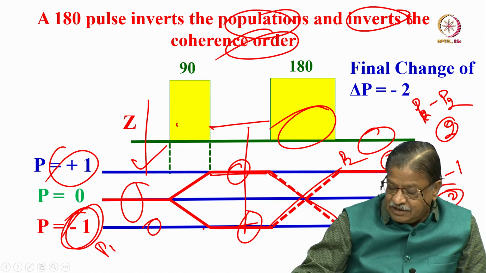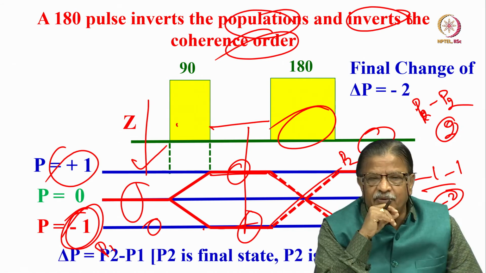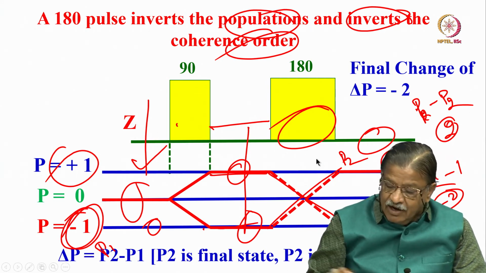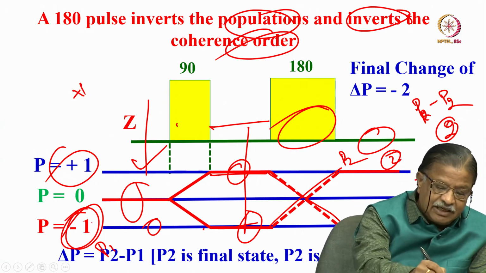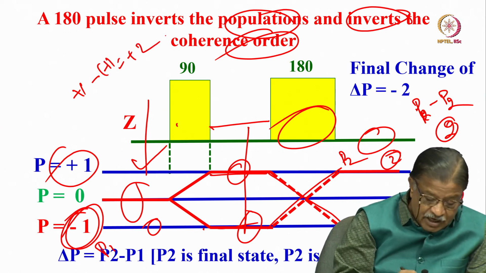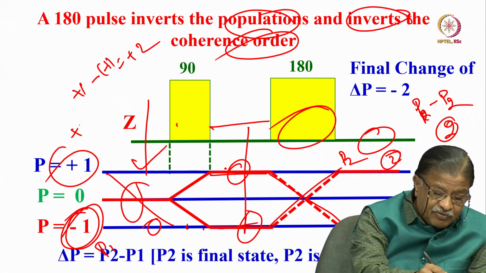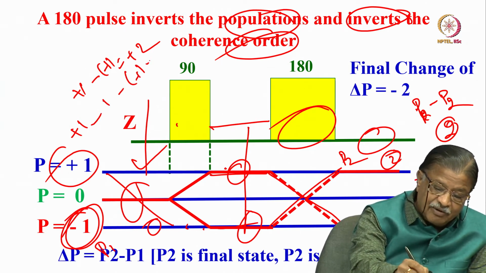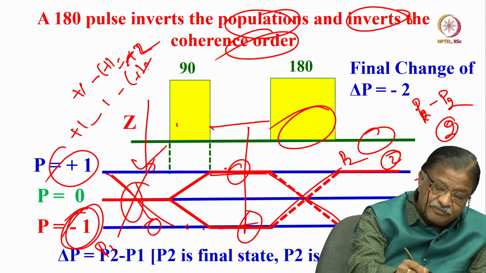Now, we can say final change is minus 2, depending upon what I am choosing. Delta P is P2 minus P1, where P2 is the final state and P1 is the initial state. If I consider going from minus 1 to plus 1, final state is plus 1 and initial state is minus 1. Plus 1 minus of minus 1 is equal to plus 2. So going from here to here, delta P is plus 2. Going the other way, minus 1 minus of plus 1 is equal to minus 2. If you come from here to here, it is plus 2.